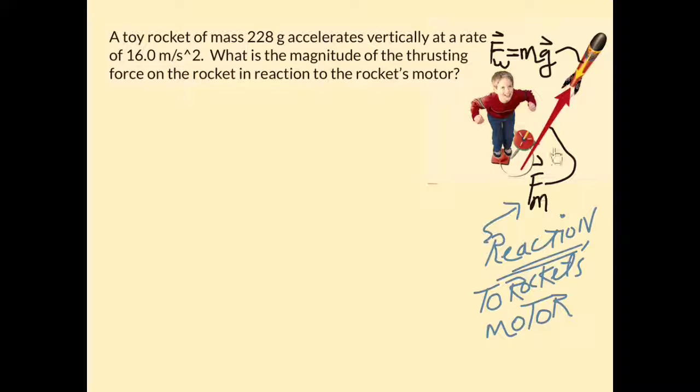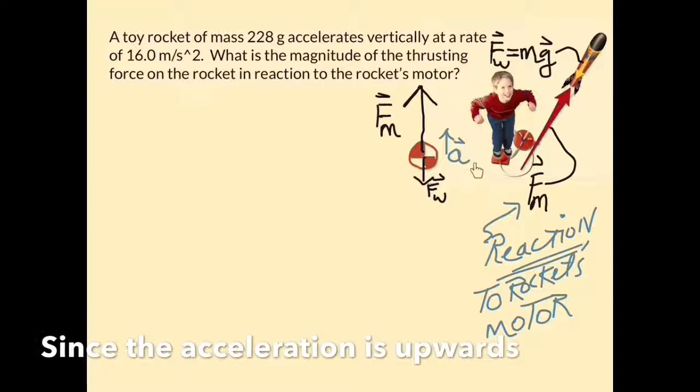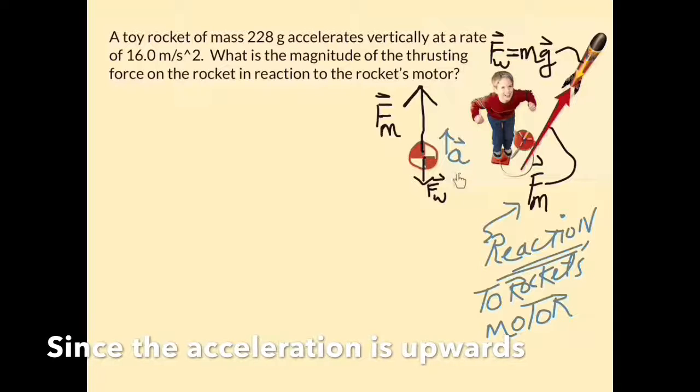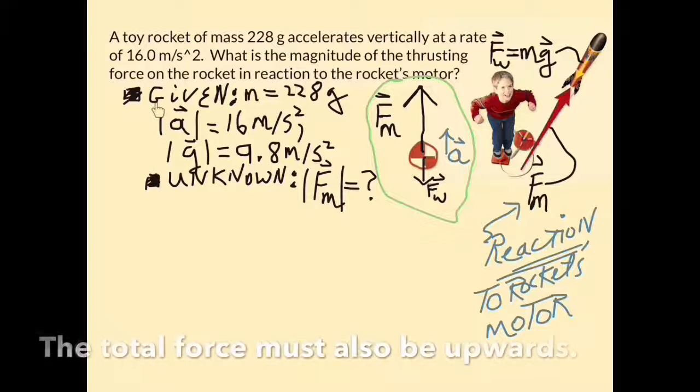We simplify the force diagram by making the free body a particle at the center of gravity of the rocket and depicting all forces concurrently on that particle. That would be the motor force acting upwards and the weight force acting downwards. The acceleration must be in the direction of the total force. And here we see that the acceleration is upwards.